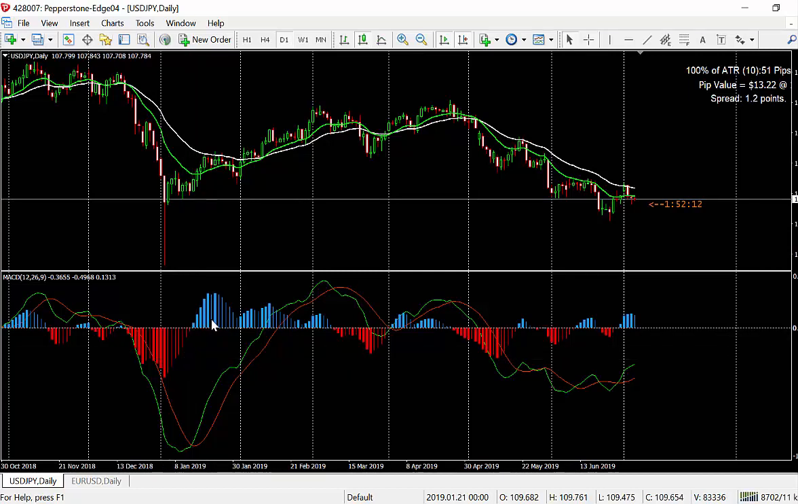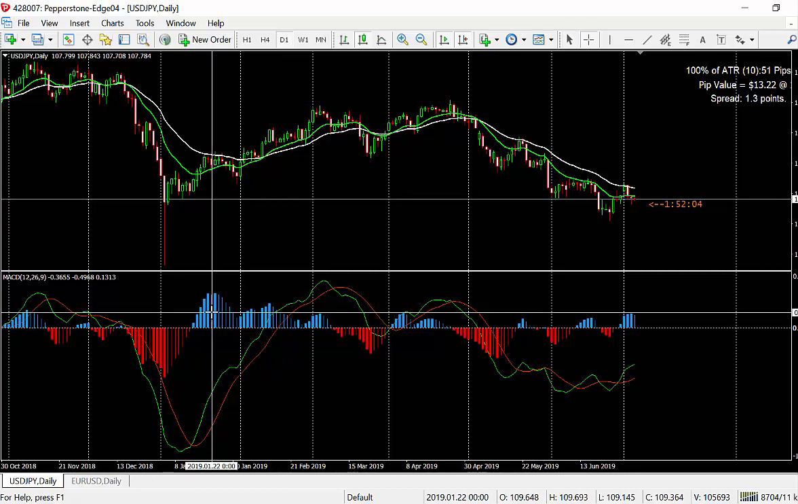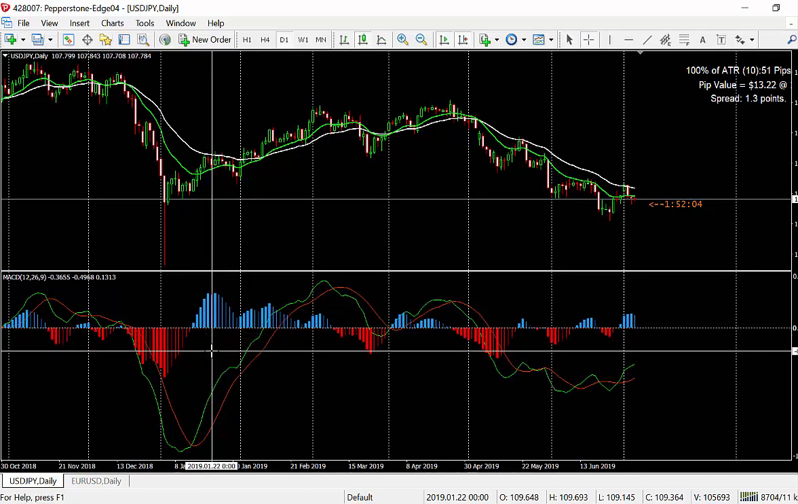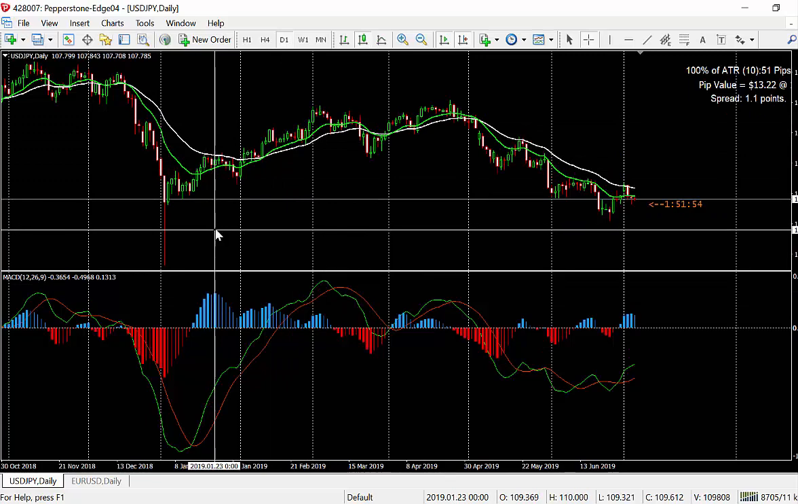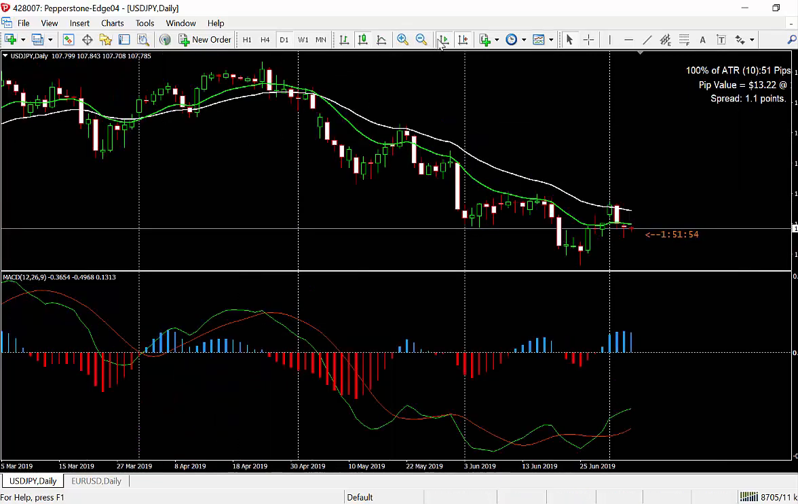And whenever it gets thinner, as you can see, the histogram is a thin line versus a thick line, it shows that the market has run out of steam and you can get out of your trade very early on. The market still is moving up, as you can see here. If I zoom in a little bit more.